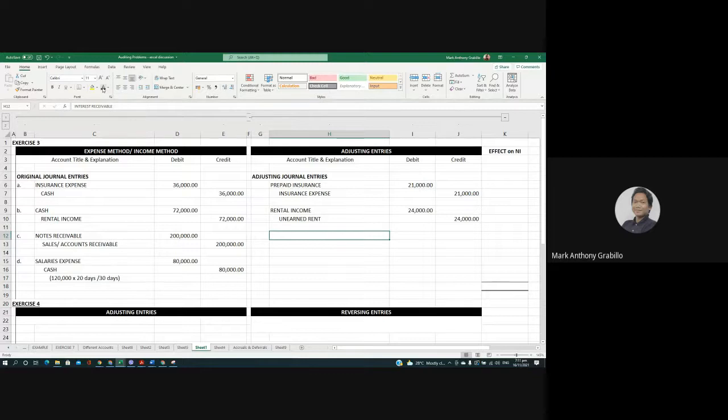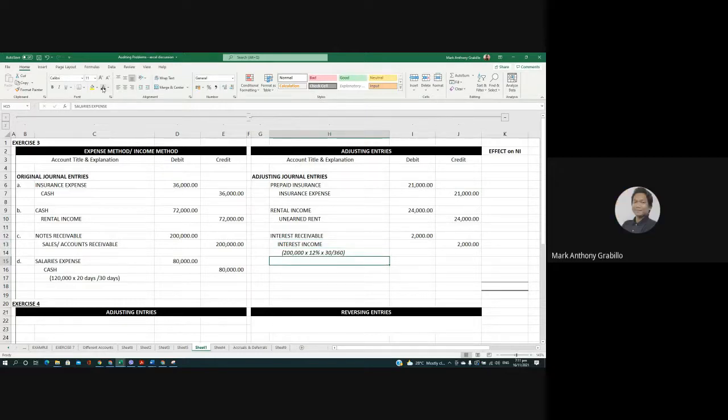And then next one, for notes receivable, what will be our adjusting entry? Debit interest receivable, and then credit interest income or interest revenue. Tama rin po yun. Ano pong amount? 2,000 pesos. Paano na-compute? 200,000 pesos times 12% times 30 over 360.